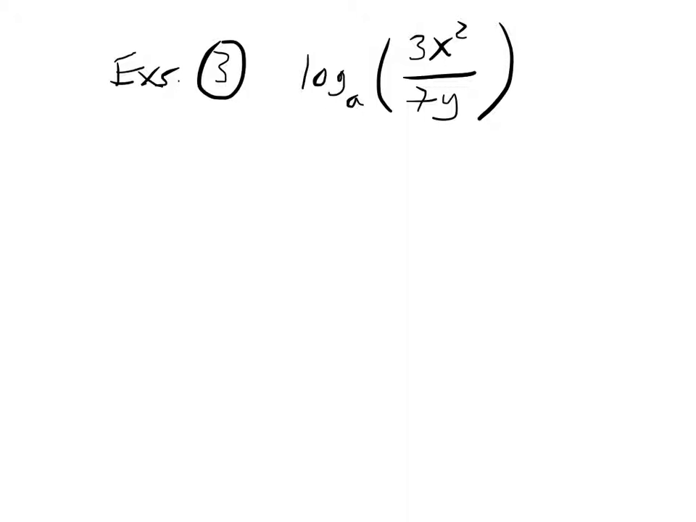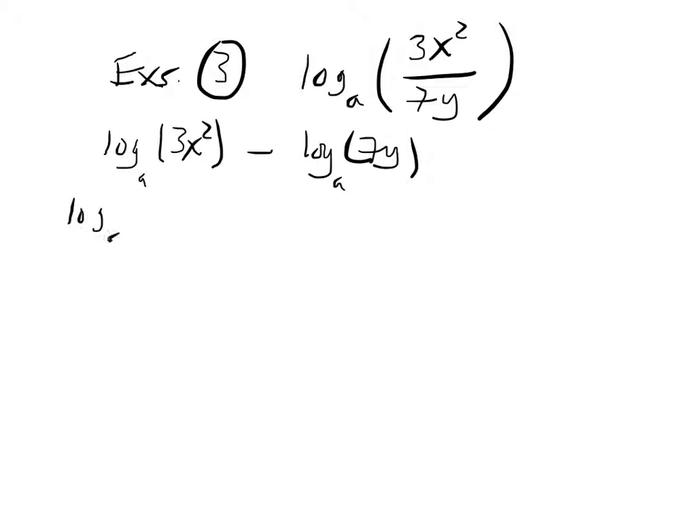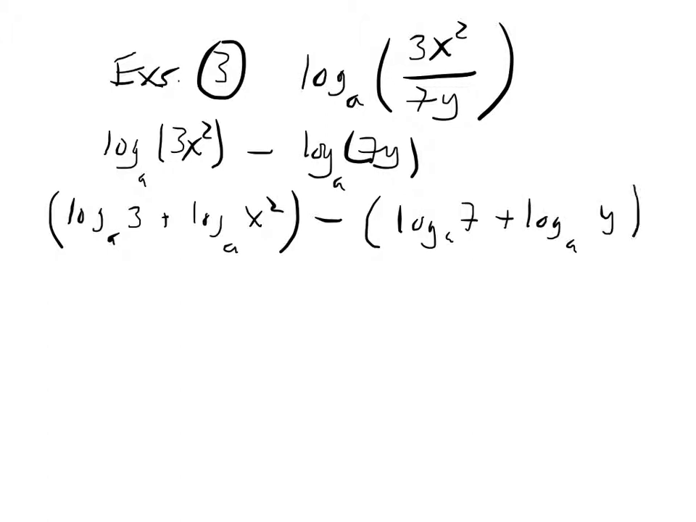Okay, same instructions, express as a sum or difference of logarithms of single values. So first step I'll use is my quotient logarithm law. So this is going to be log base a of 3x squared minus log base a of 7y. Then for each of these I can use my product rule. So I can rewrite this as log base a of 3 plus log base a of x squared, minus over here, log base a of 7 plus log base a of y.